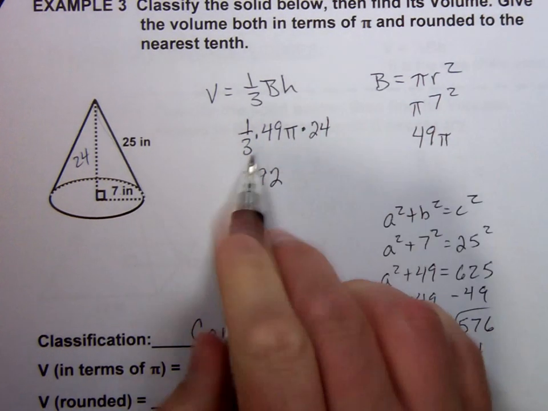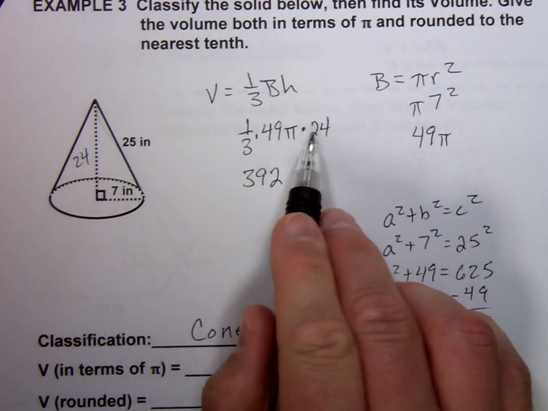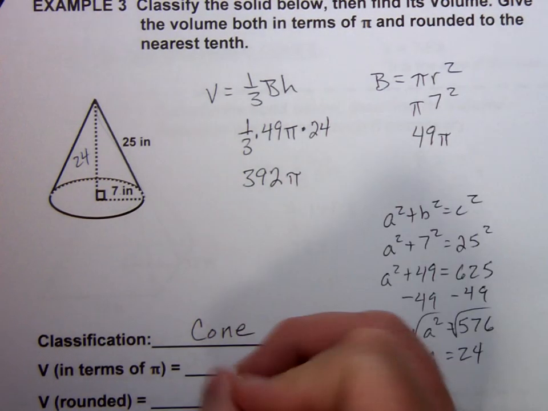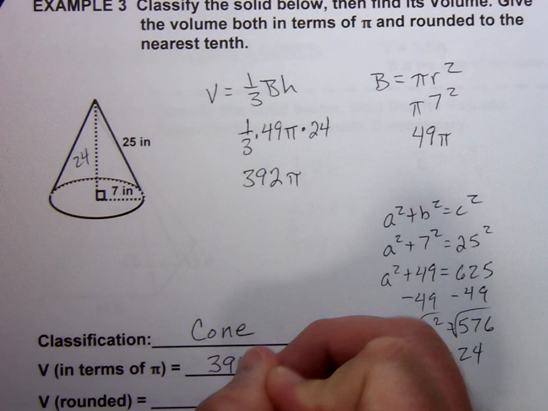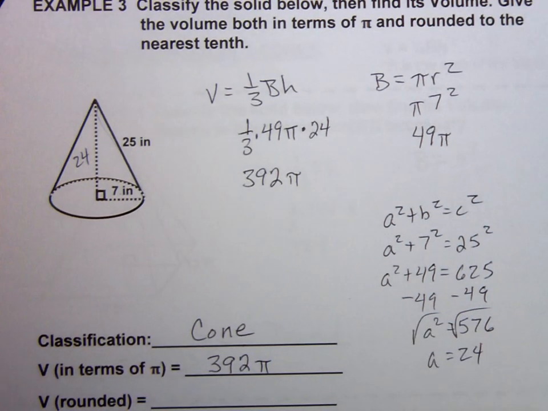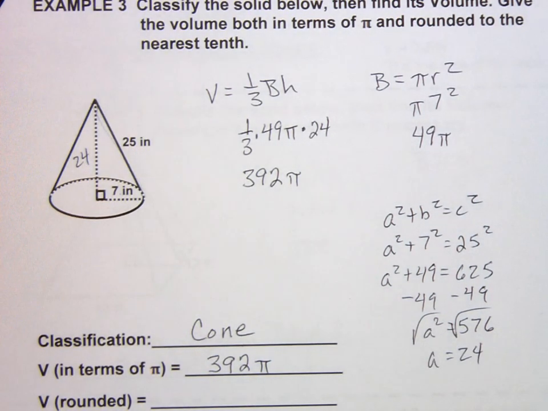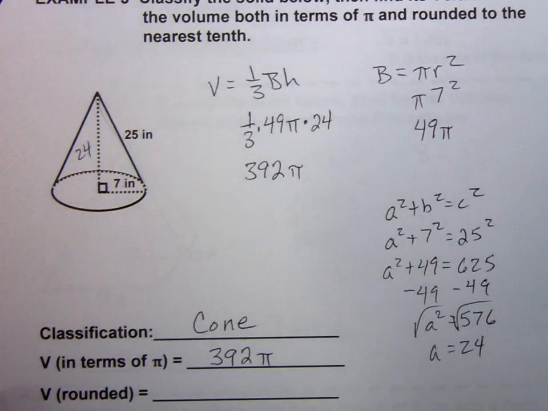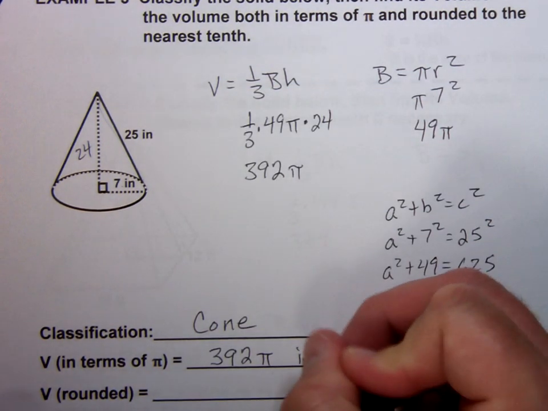This is what I get when I multiply 1/3 times 49 times 24. And then don't forget to include pi in your answer. So it's 392 pi, and there's your answer in terms of pi. It's still an exact answer. I did not have to round anything. Volume is always units cubed. We're in inches here, so that would be inches cubed.